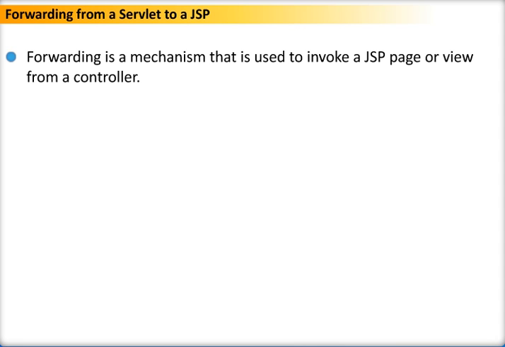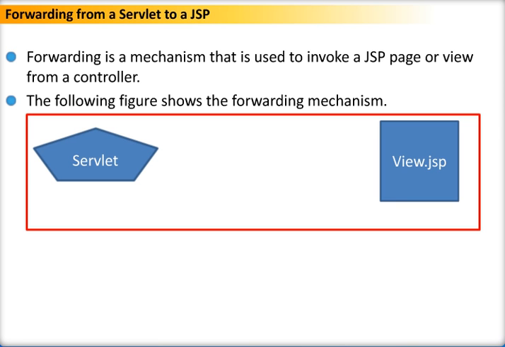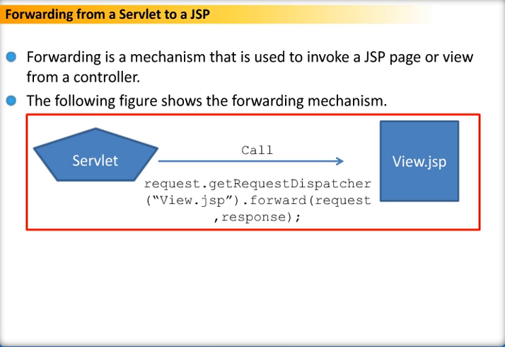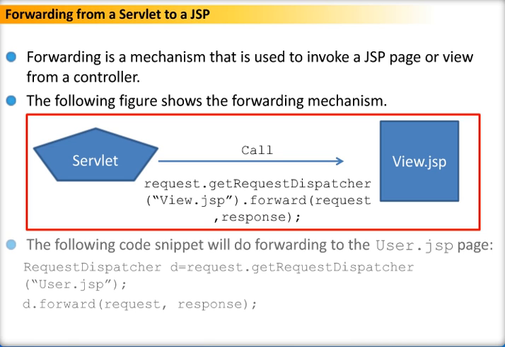As you know, the controller selects a view to provide the result of the request. This invoking of JSP or view from the controller is known as forwarding. Let's learn how to perform forwarding from a servlet. To move forward from a servlet to a JSP page, create an object of request dispatcher by using the getRequestDispatcher method of the request object, and pass the name of the page as a parameter. Then, call the forward method with the request and response object parameters. In the displayed example, the servlet will move forward to the user.jsp page.